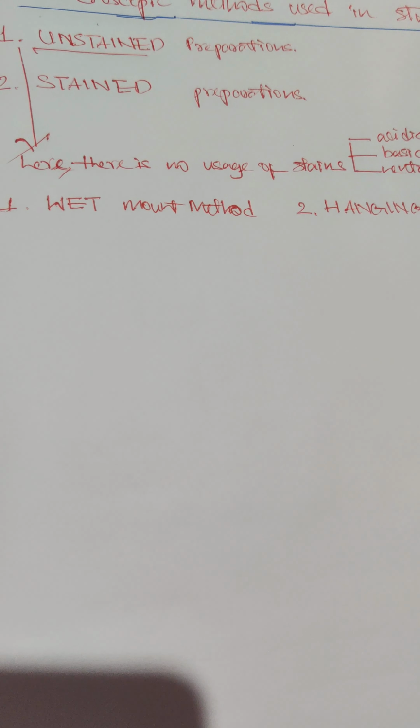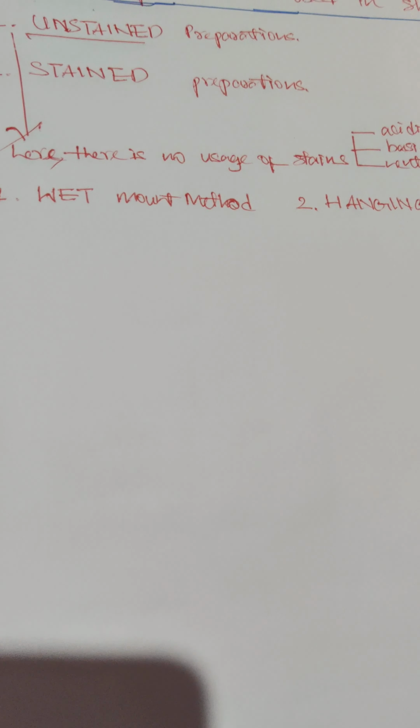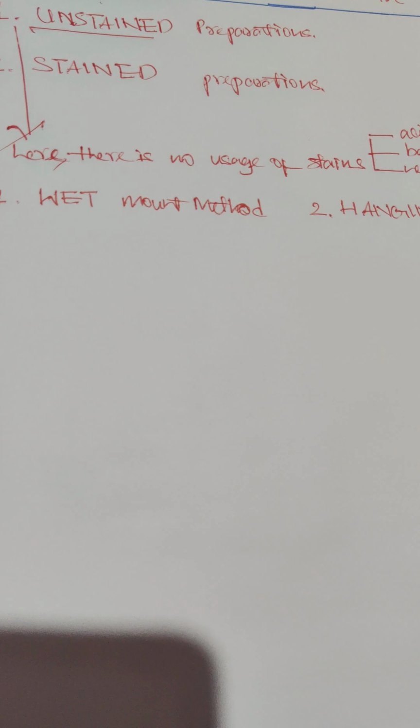So basically there are two types of staining. First is vital staining and second is supravital staining. In vital staining, the microorganisms are not killed, but in supravital staining the microorganisms are killed. The microorganisms could be virus, bacteria, fungi, or parasites. So we kill the microorganisms and after fixation we stain them with the dyes.